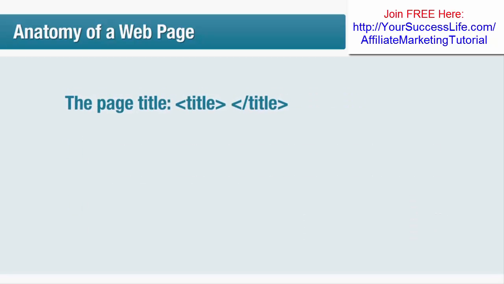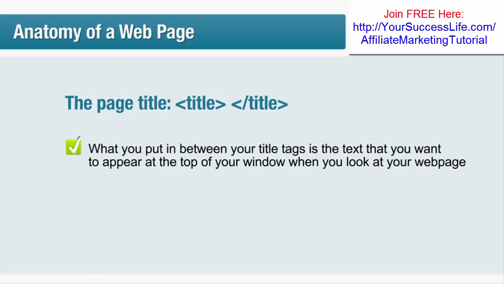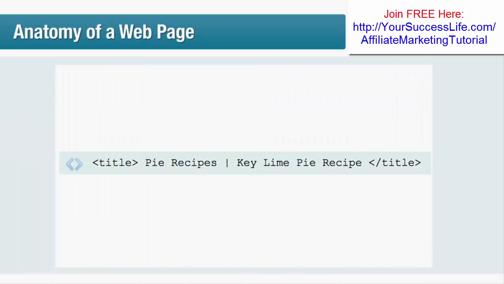The page title. What you put in between your title tags is the text that you want to appear at the top of your window when you look at it on your web page. A lot of people neglect this when they build their pages. This is frequently the clickable text that ends up appearing in your search listing for the search engines as well, so it's a good idea to put a couple of your keywords into your title tags. For instance, look at these.